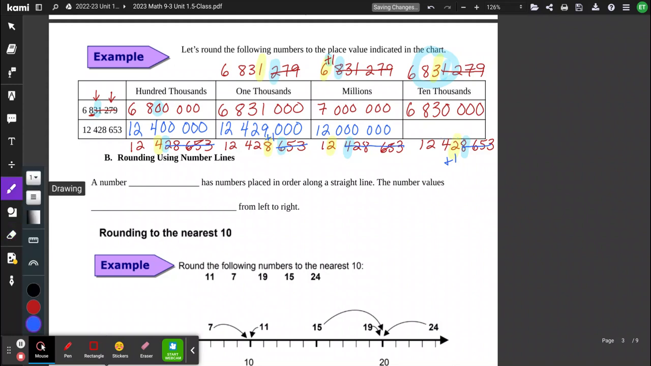Okay, so now I'm going to get 12,430,000. And all the other numbers turn to 0. So you should have 4 zeros at the end there.